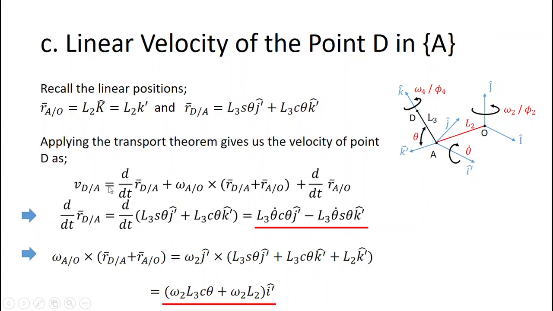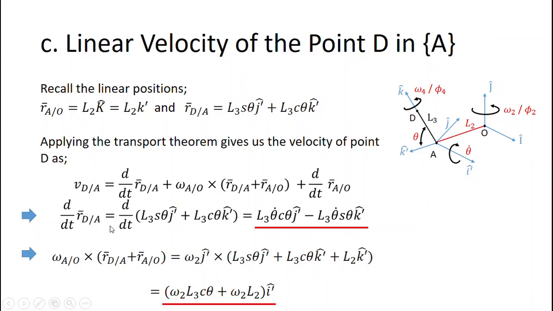So essentially what we get from the transport theorem is that the velocity of D in frame A is the rate of change of the position of point D in frame A, plus the rate of change of the position of frame A in frame O, plus this transport theorem term, which is omega cross the total position vector in the inertial frame of point D. So we find these three terms independently.